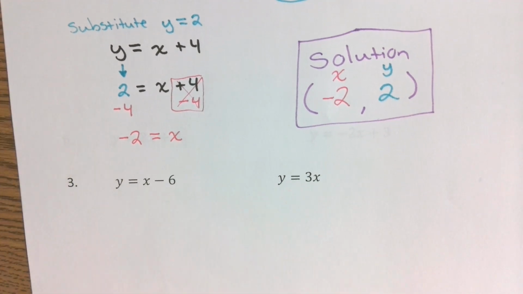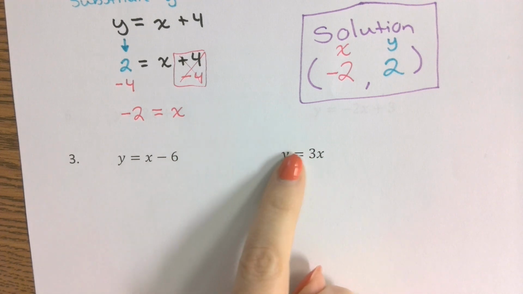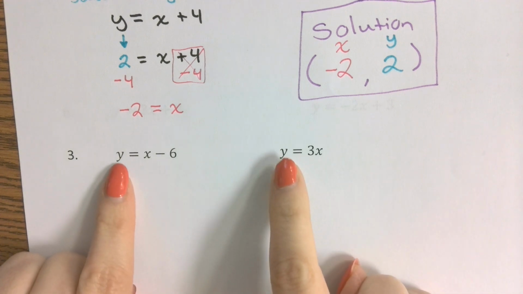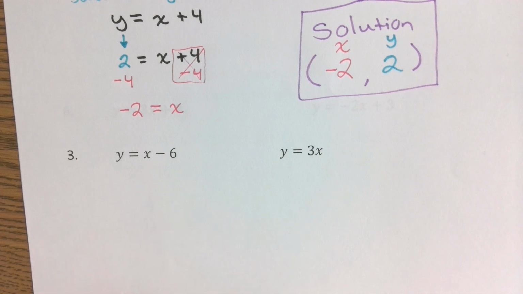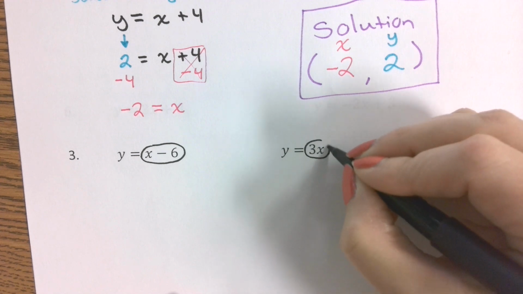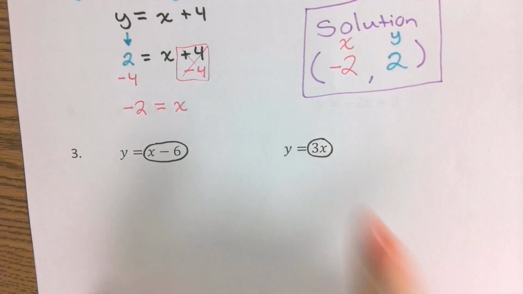All right. Problem 3, I'm going to do one more example with you guys, and then I'm going to have you branch off and do 3 examples on your own. Let's take a look here. We have y is equal to x minus 6, and y is equal to 3x. Again, that concept of y is equal to y: they're both written in y equals format. So that means I can take this x minus 6, and I can take this 3x, and I can set them equal to each other because they both are equal to the value y.